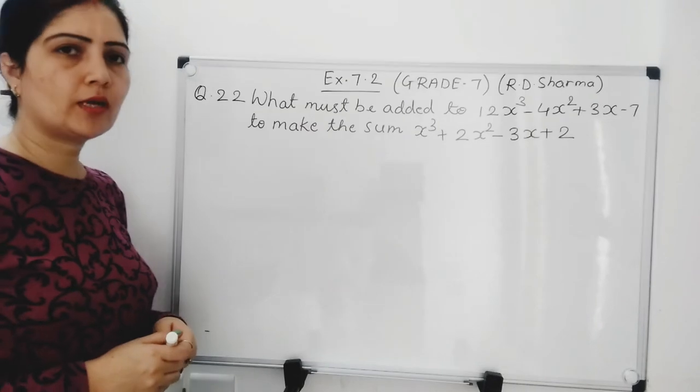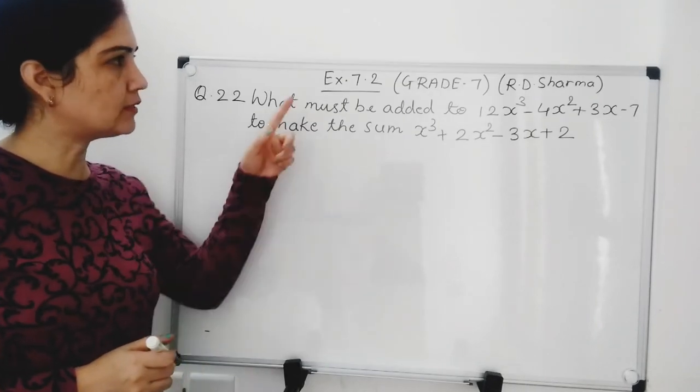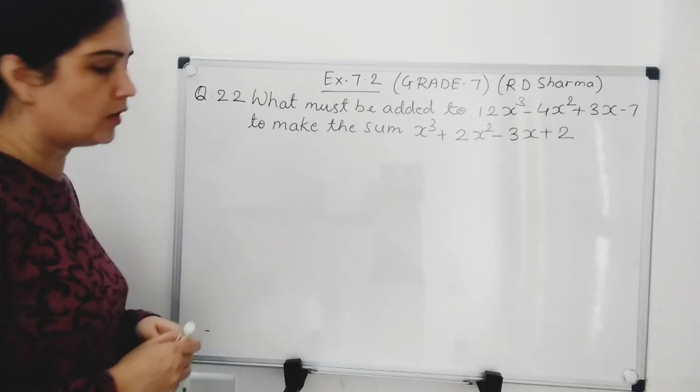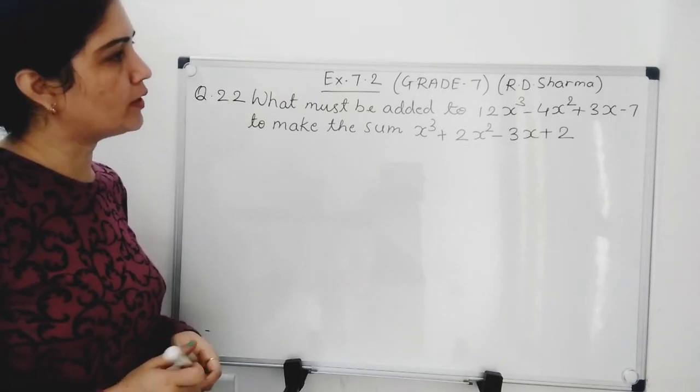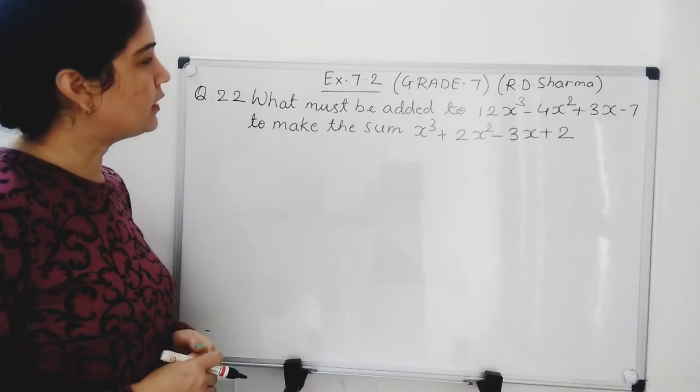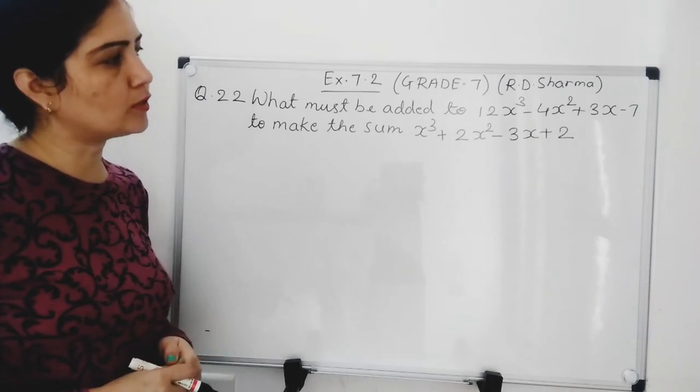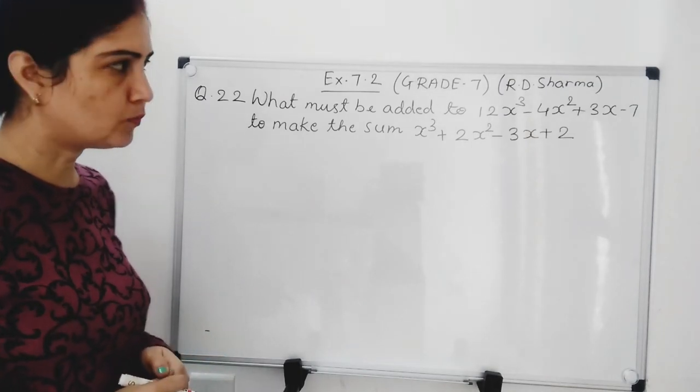So today we are going to solve question number 22, exercise 7.2, grade 7 edition 1. So the question is, what must be added to 12x cube minus 4x square plus 3x minus 7 to make the sum x cube plus 2x square minus 3x plus 2.